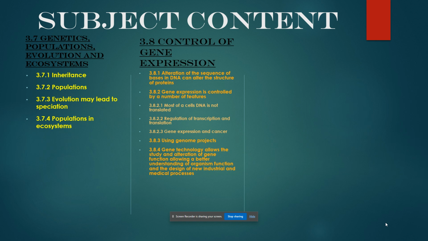3.8.4 Gene technology allows the study and alteration of gene function, allowing a better understanding of organism function and the design of new industrial and medical processes. 3.8.4.1 Recombinant DNA technology. 3.8.4.2 Differences in DNA between individuals of the same species can be exploited for identification and diagnosis of hereditable conditions. 3.8.4.3 Genetic fingerprinting.